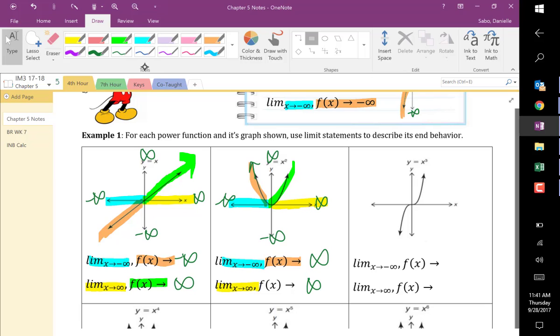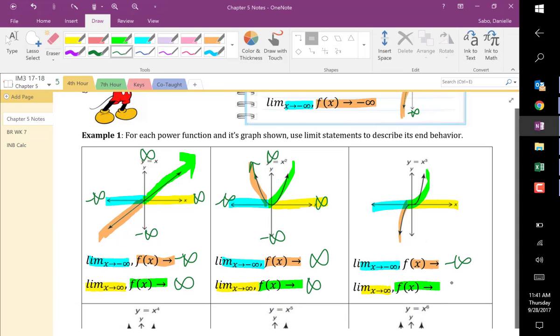So as x is going to negative infinity, it's going to be going to negative infinity in orange. Okay, and then as x is going to positive infinity, it's going also to positive infinity. Very good.